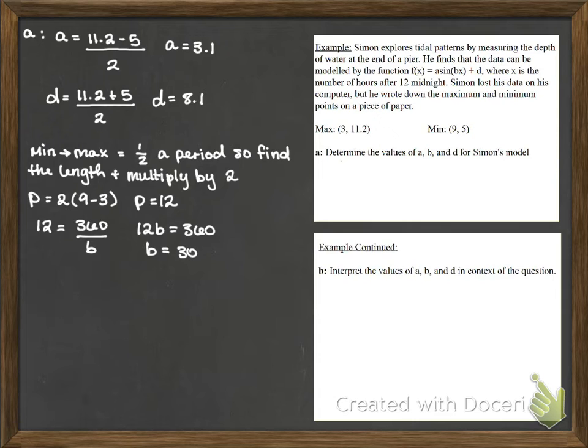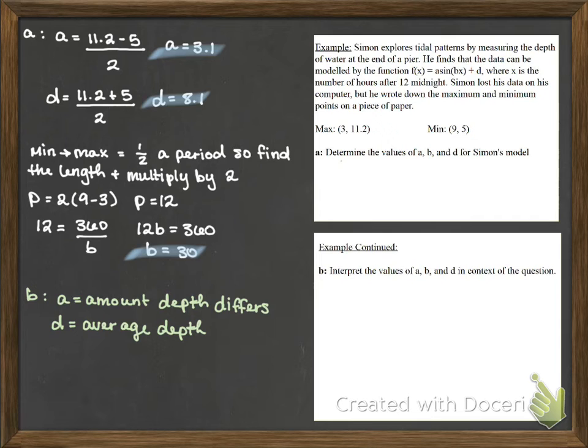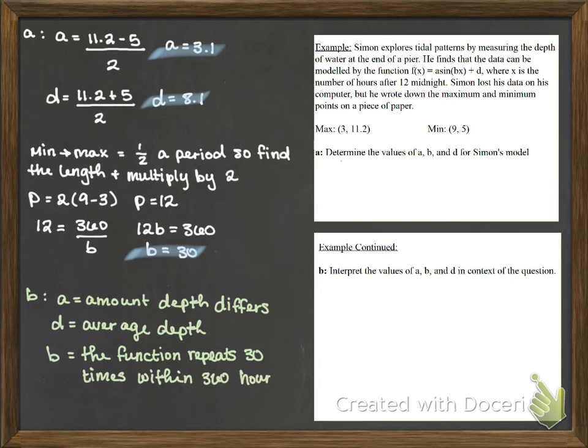Then we want to interpret. With our answers, A is the amount of depth that differs on average, and D is that average depth. So the average is 8.1, and that will vary about 3.1. And then B is the amount of times the function repeats within 360 hours, which would be 30 times.